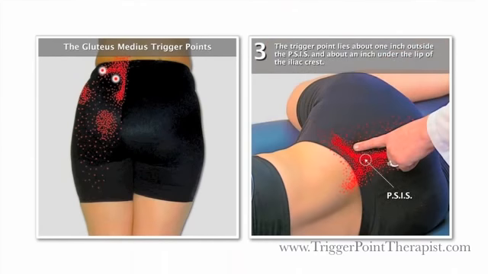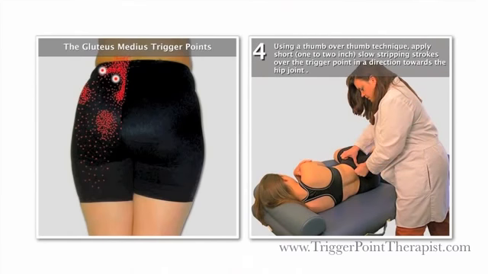The medial gluteus medius trigger point lies about 1 inch outside the PSIS and 1 inch under the lip of the iliac crest. This trigger point refers pain across the belt line, to the sacroiliac joint, and into the lower lumbar spine region.